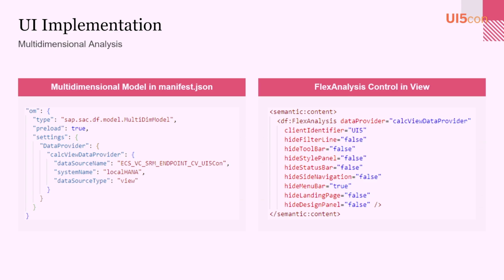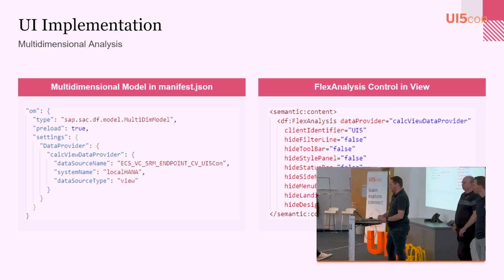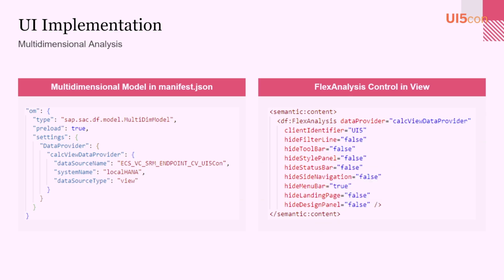And in your view, you just have to add this flex analysis control of the Dragonfly library. All you really need is to give the data provider and the client identifier. But I'm not 100% sure if maybe UI5 is the default. All the other properties here are just to not hide some toolbars or panels. You also wouldn't need them, and that's all you have to do in the UI, and you get a strong control for analyzing the data. The rest of what you have to do is in the backend. And that Wolfgang will show to you.